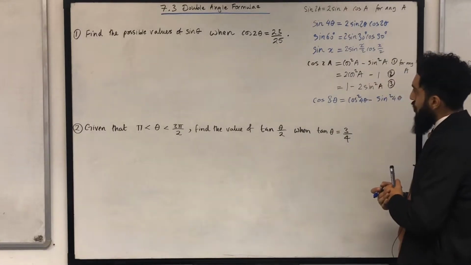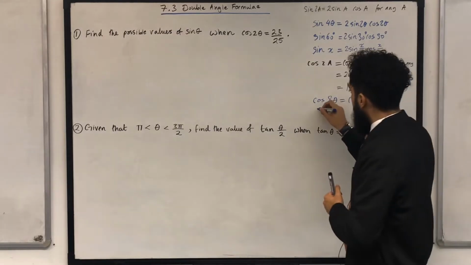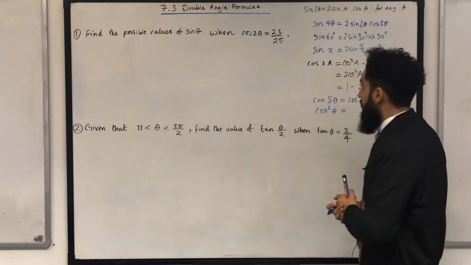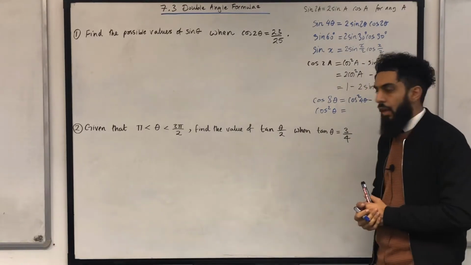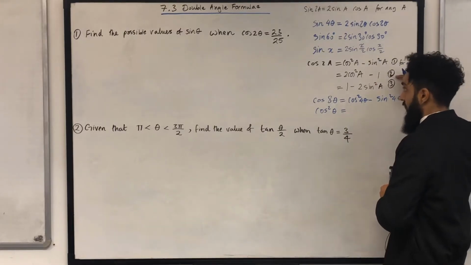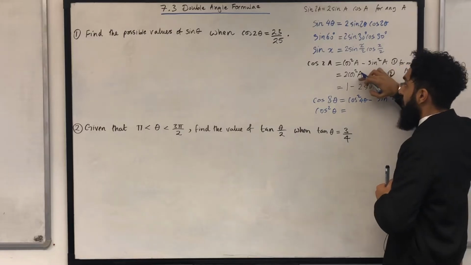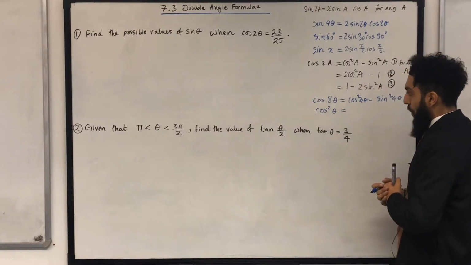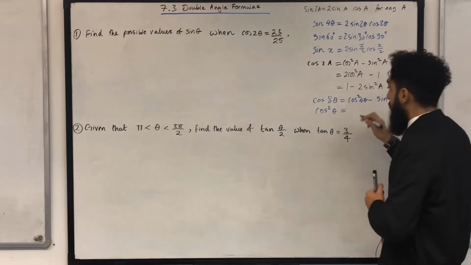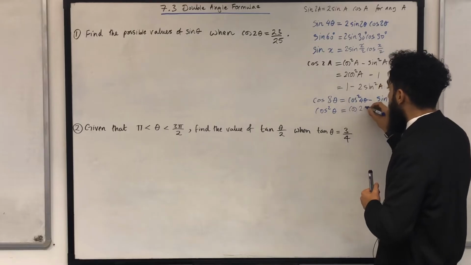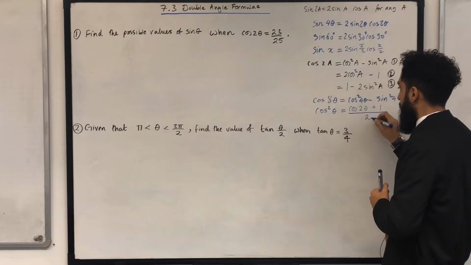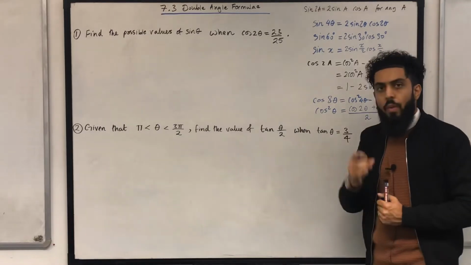Suppose I want to find cos squared θ in terms of cos. Well, in this case, I'll be using representation number 2, where I need to make cos squared the subject. If I make cos squared the subject using representation 2, I get the result cos 2θ plus 1, all divided by 2.